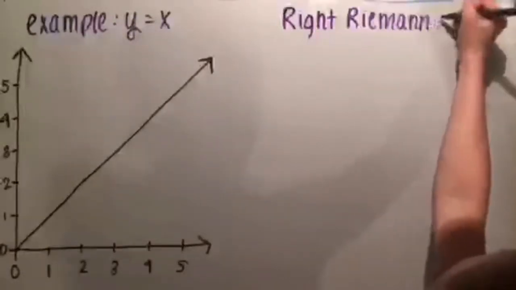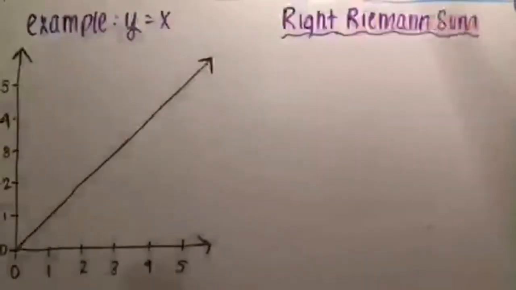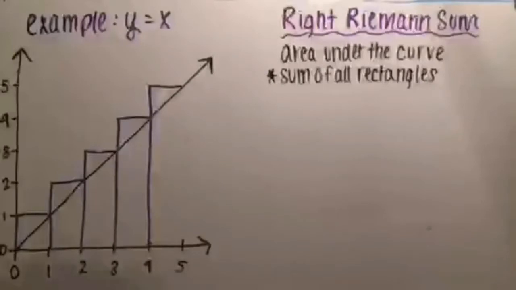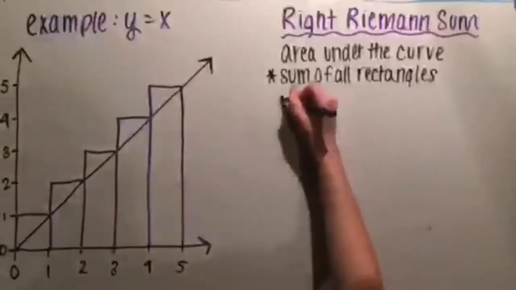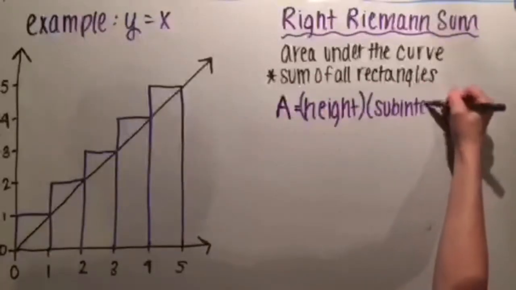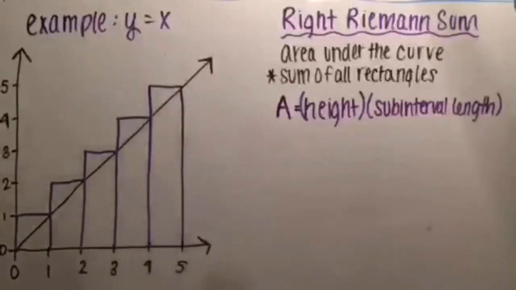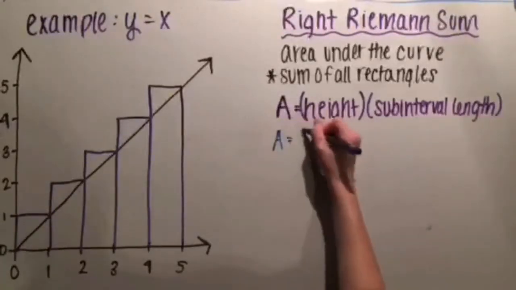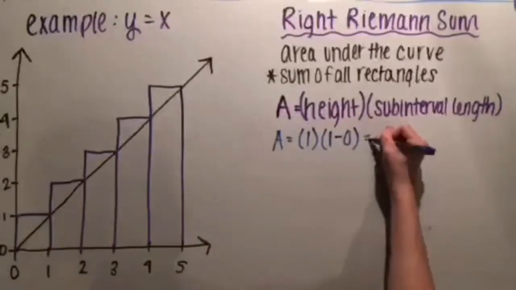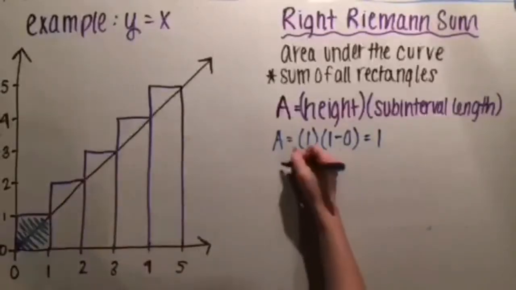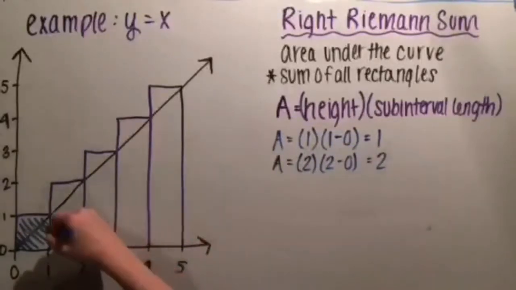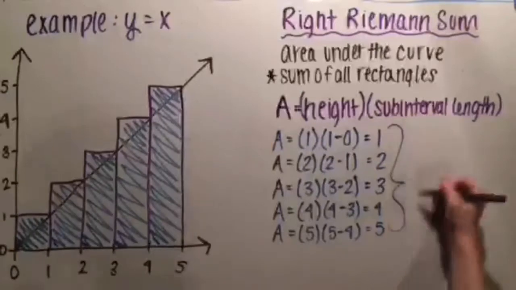Contrasting the left Riemann sum, the right Riemann sum uses the same method of finding the areas of the rectangles underneath the curve and summing those areas. The right sum now uses the point on the right as the height instead of the point on the left. For the purposes of our example, we'll keep the subinterval length the same, which is just 1 unit. Now, the height of the first rectangle will be 1, multiplied by the subinterval length of 1, creates an area of 1 for the first rectangle. Following with the second height being 2, keeping the subinterval will create an area of 2 for that second rectangle.